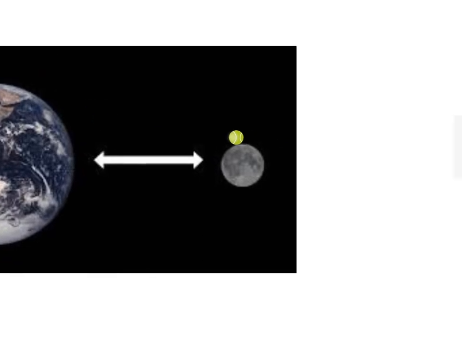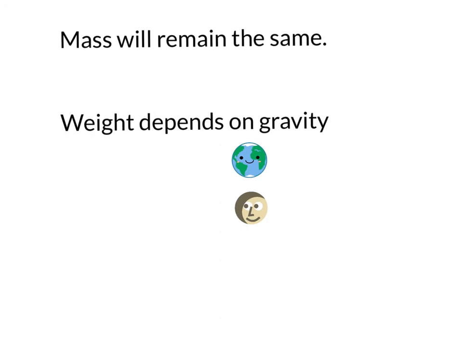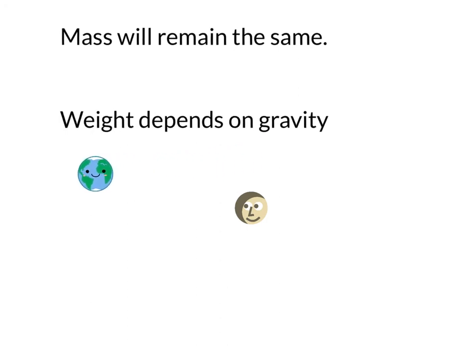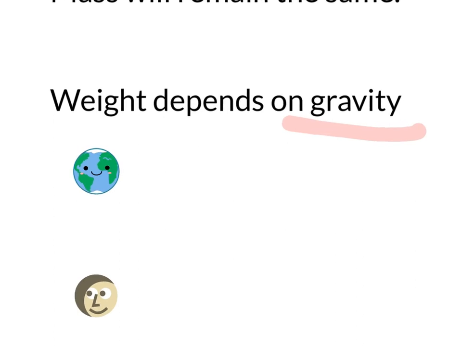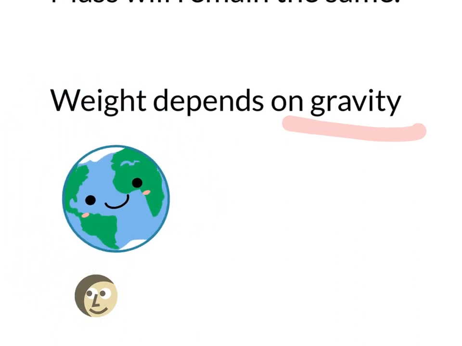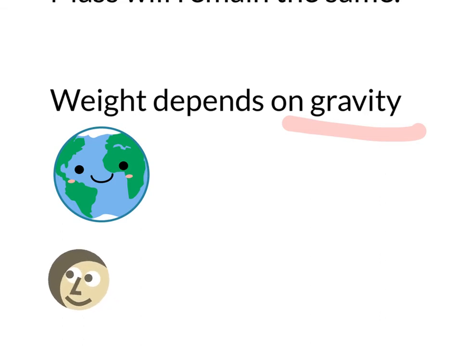Let us now sum it up. Mass is the amount of substance or matter. Therefore, it will remain the same as long as you don't add or remove parts of the object, wherever and whenever. Unlike mass, weight is different and dependent on the strength of gravitational pull. The stronger the gravity, the bigger the weight is. And the lesser the gravity, the lesser the weight is.